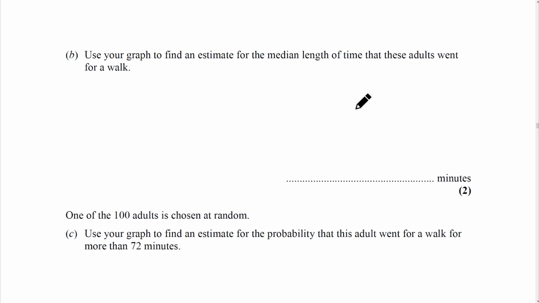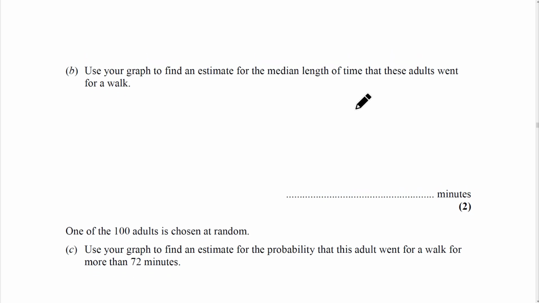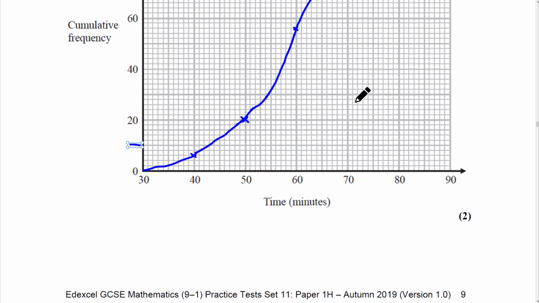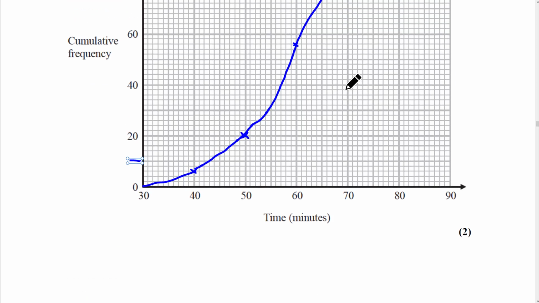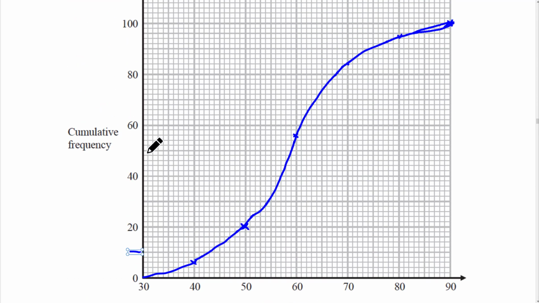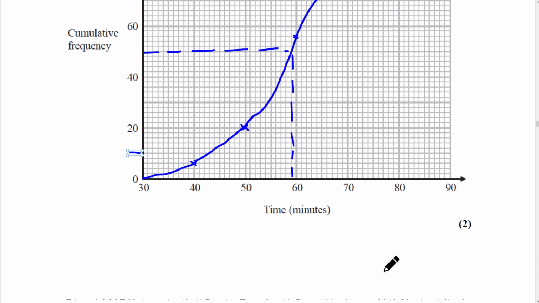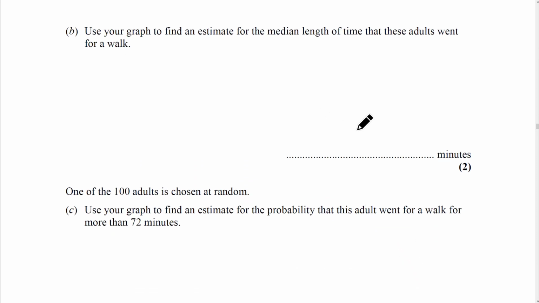Use your graph to find an estimate for the median length of time that these adults went for a walk. So how many adults were there? 100, so we go to 50. Do your dotted line, that is actually worth a mark. Do a dotted line down with your ruler. That looks like 59 to me. They all accept a range. And the range they accept is 58 to 59.